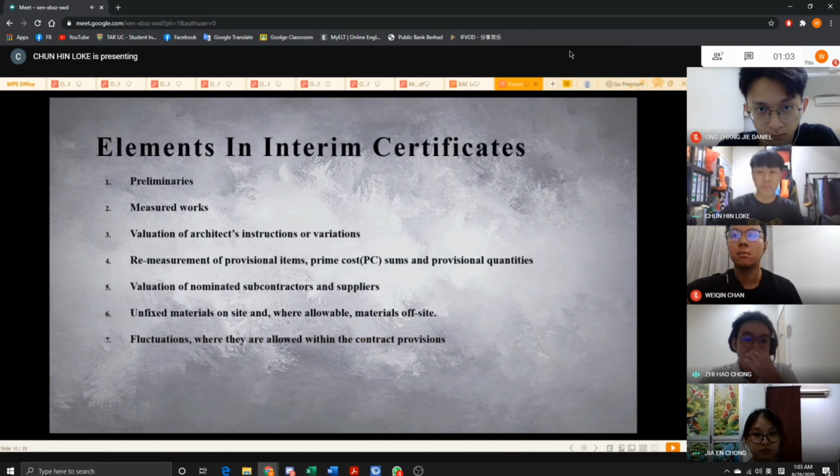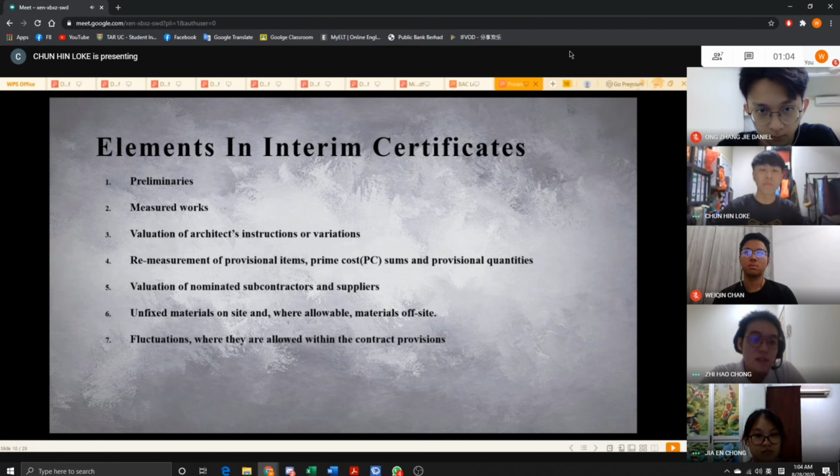There are seven elements in interim certificates. Firstly, preliminaries, for example, workers and site office, prepared by contractor before the construction project is started. Secondly, the measurement works carried out by QS. Thirdly, the valuation of architect instruction or variation should be followed by all the contractors.